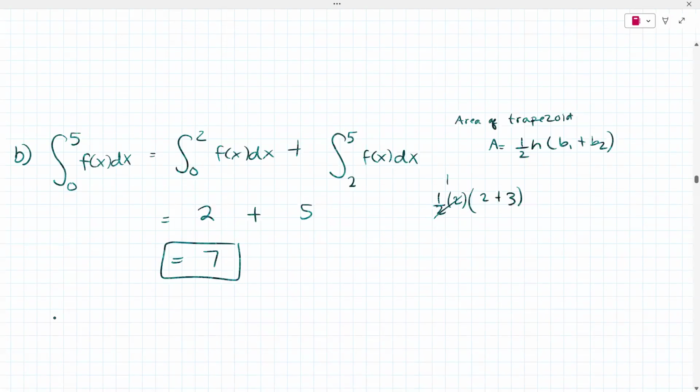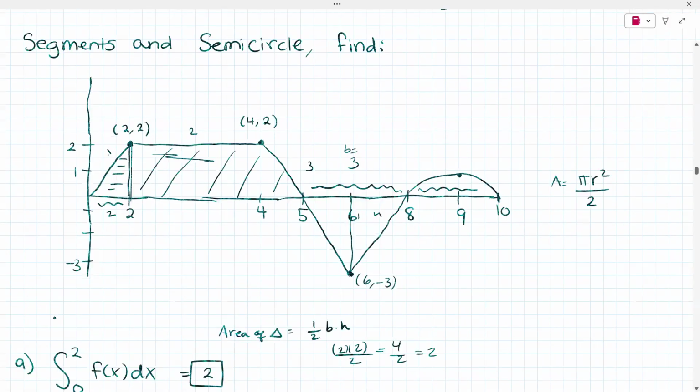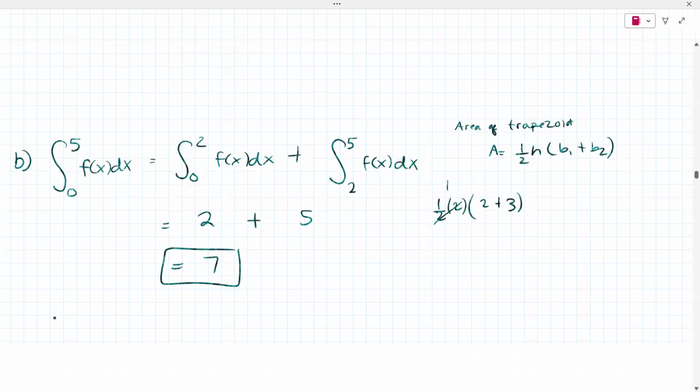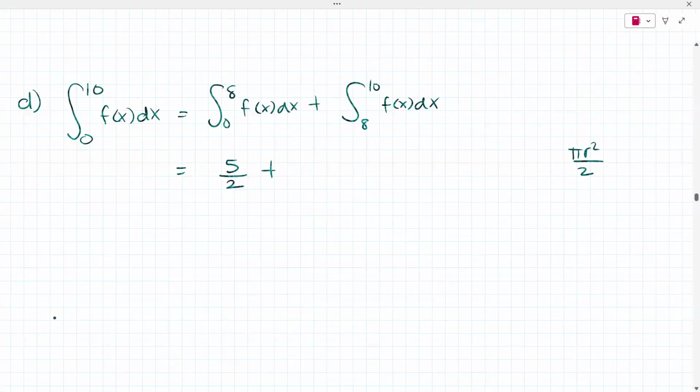So what is my radius? From 8 to 10, that's 2, right? That would be your diameter. So the radius is half of that, which is 1. My radius is 1. And then we have to square it. So it's going to be pi times 1 squared over 2. So that's going to be 5 halves plus 1 squared is 1 times pi, so that's pi over 2. And you can just leave it like that, or you can also say 5 plus pi all over 2.